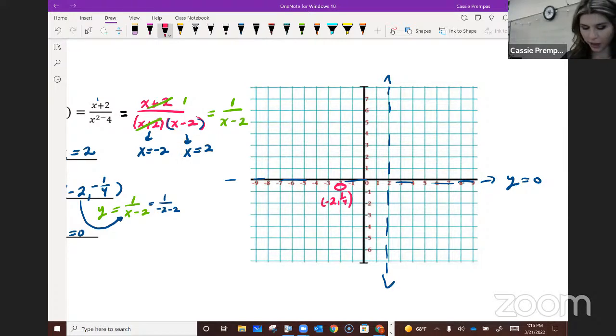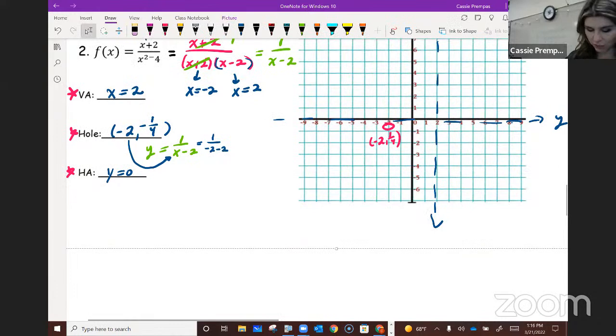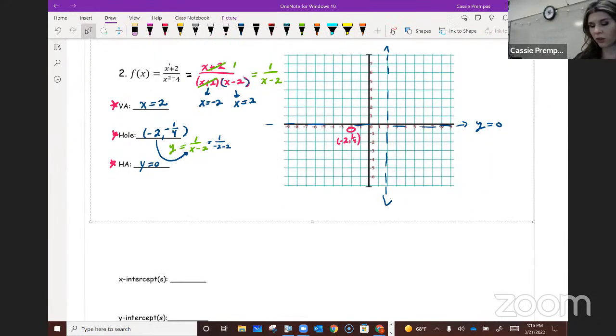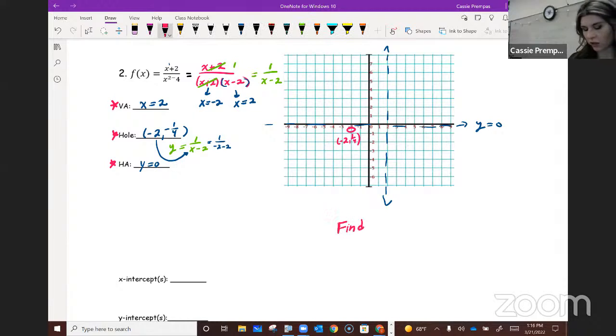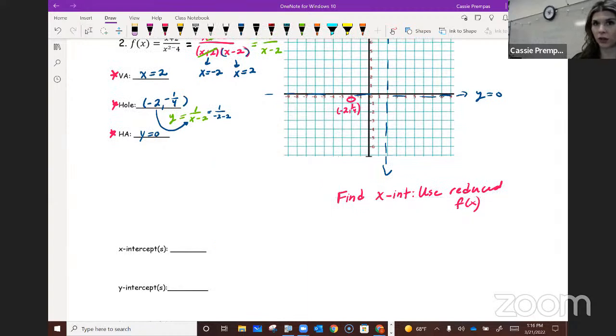I often have people ask me, when I'm finding the x-intercept, should I use the original function or the reduced function? I'm going to show you that it doesn't matter. Actually, because time is running short, I'll tell you, use the reduced function. It's easier. It doesn't matter what you use, but I'll be honest, the reduced one is always the easiest to work with. The reduced function we found was 1 over x minus 2.